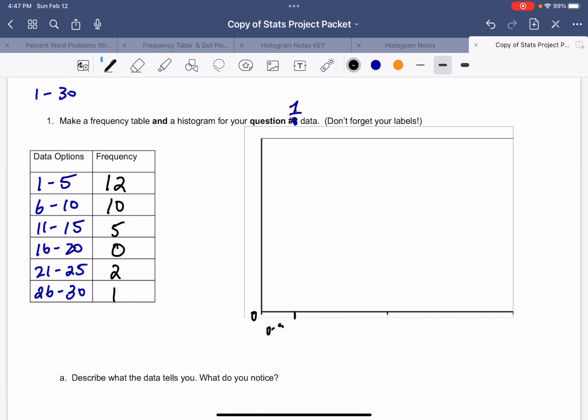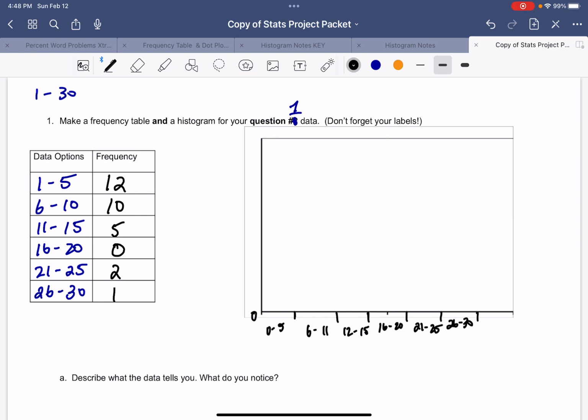0 to 5 is here. 6 to 11 is here. If you need a ruler, 12 to 15. Now notice I'm ignoring this guy. Ignore, all right? This next interval is 16 to 20, and then I have 21 to 25. You'll have a lot more room on yours. And then I have here 26 to 30.